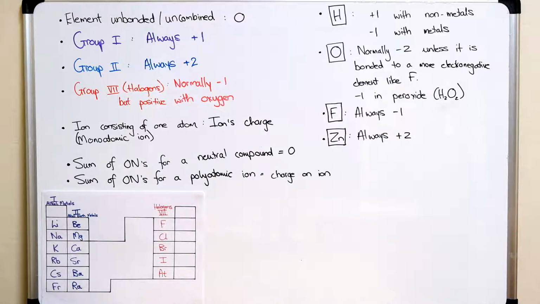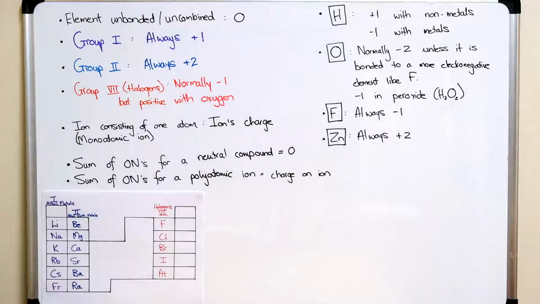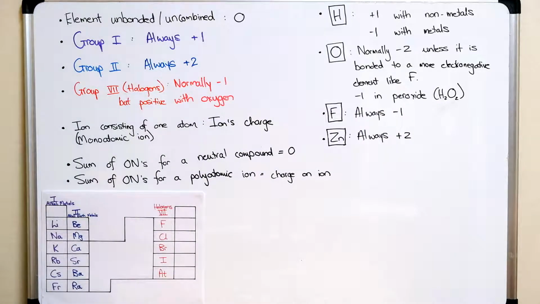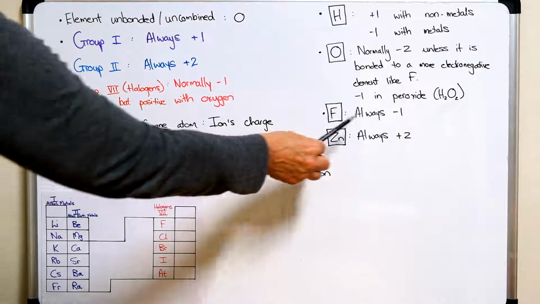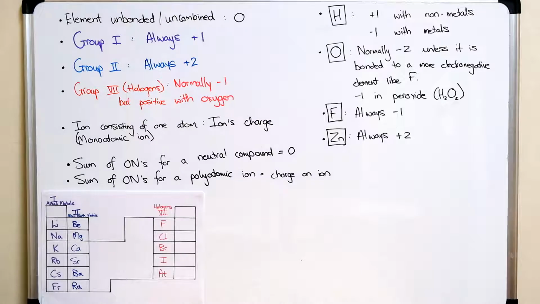Oxygen normally has an oxidation state of -2 unless it is bonded to a more electronegative element like fluorine. Oxygen also has an oxidation state of -1 when it is in the molecule hydrogen peroxide. Fluorine, which is in group 7, has the highest electronegativity. Fluorine is always -1 and zinc is always +2.